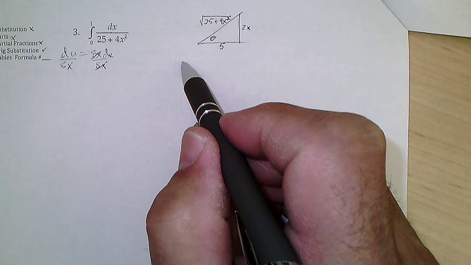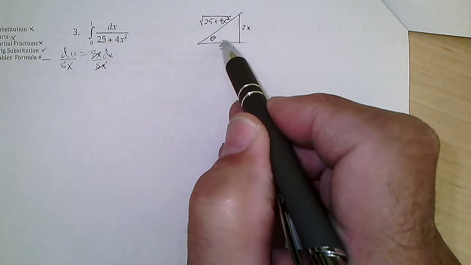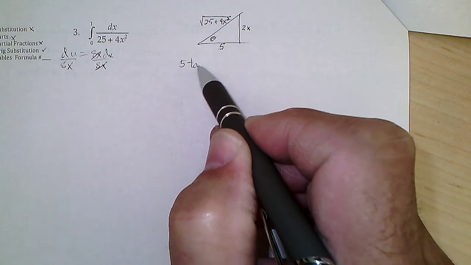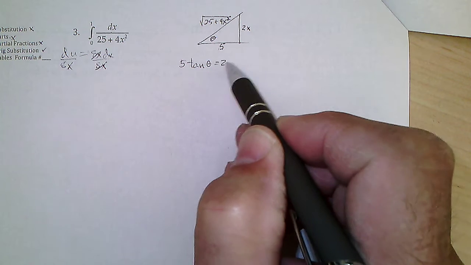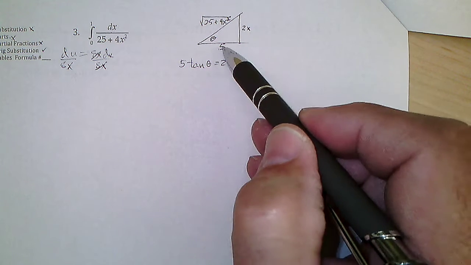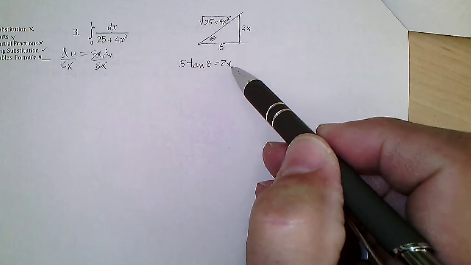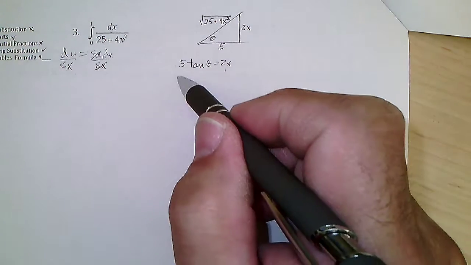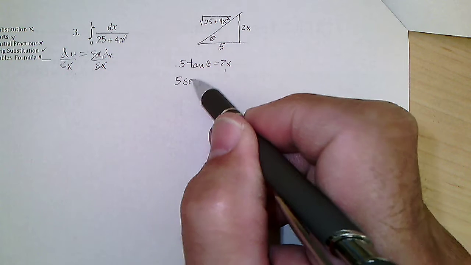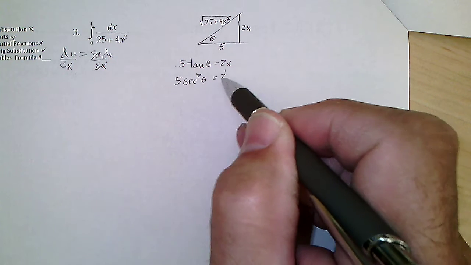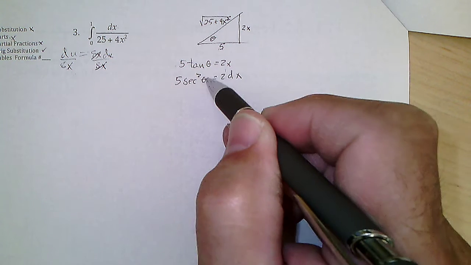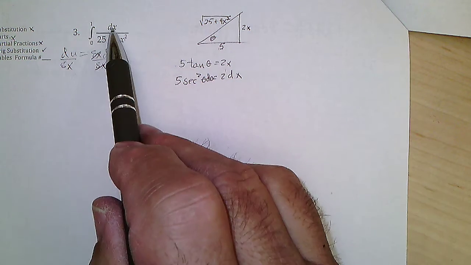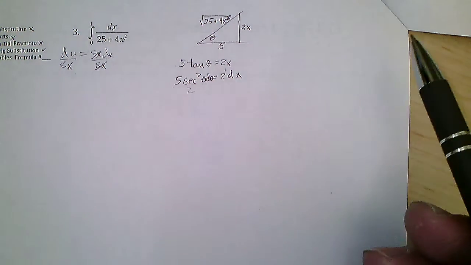So we would have the simplest for x would be tangent, 5 tangent theta would be 2x, because opposite over adjacent. 2x over 5 would be the tangent, multiplied by the 5. Take the derivative, we'd get 5 secant squared theta d theta equals 2 dx. Oh, I forgot the d theta. And so I'd have something to replace the dx with, this over 2.